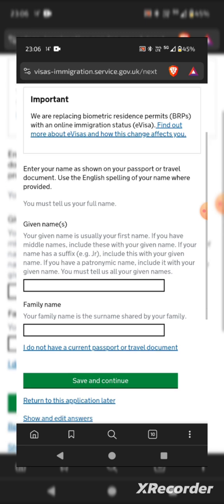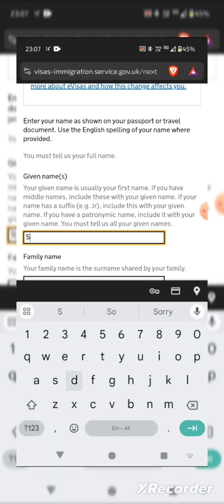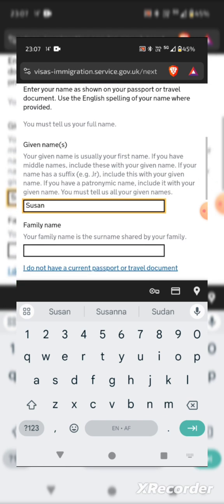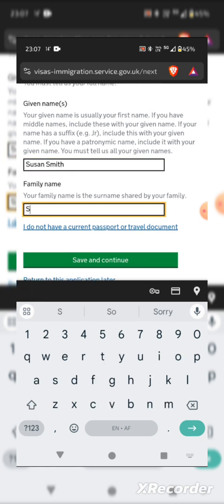Then given names. Make sure what you are filling in these given names is actually what is on your passport. If you don't know, take your passport and look at it and write it there. Given names is the name that is like your Christian name, your first name. Basically, it is your first name. So let me just say Susan. Okay, my first name is Susan. Susan Smith. Yeah. Family name.